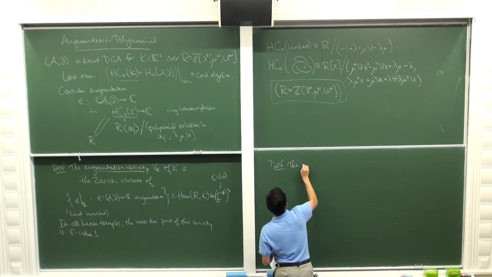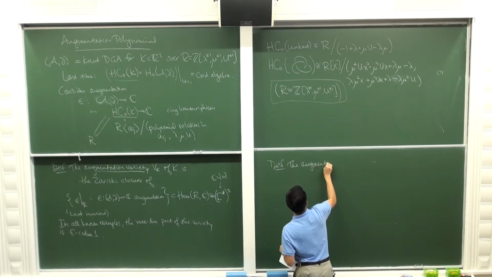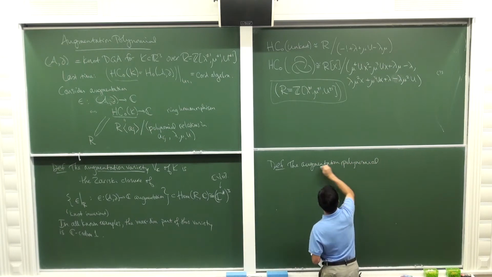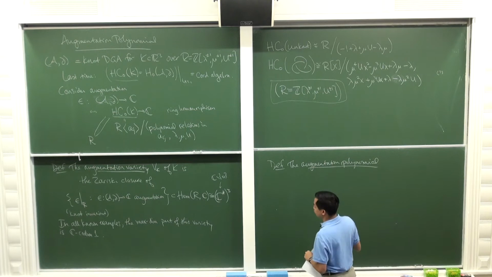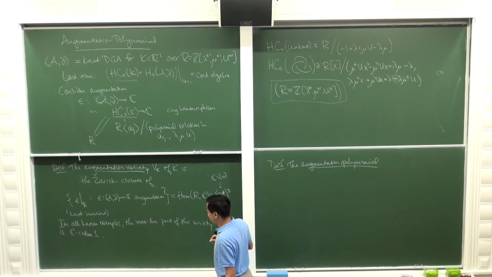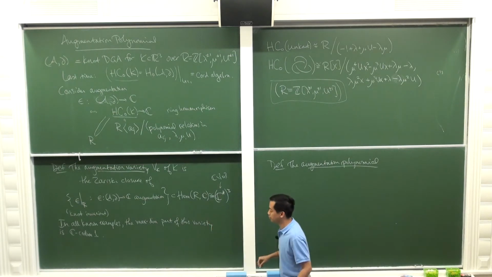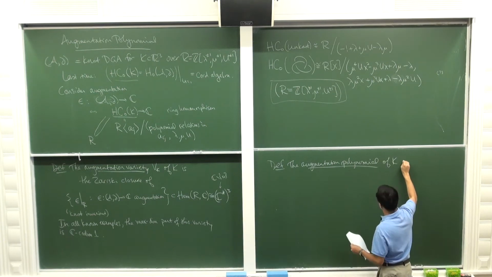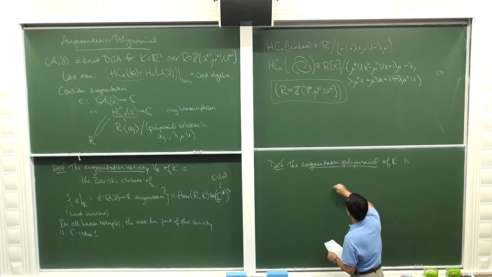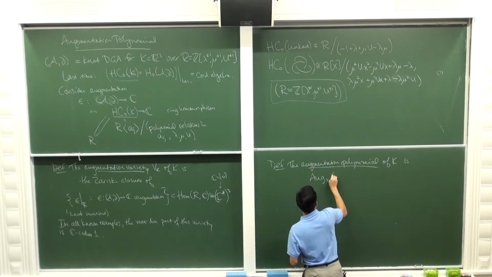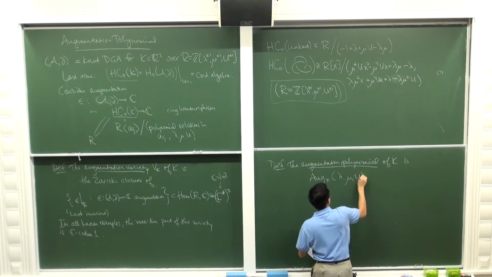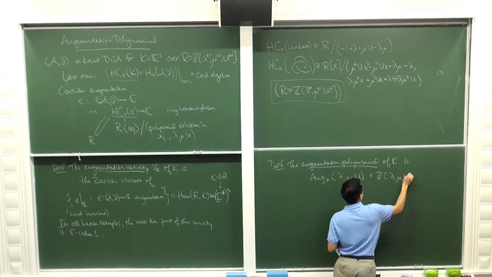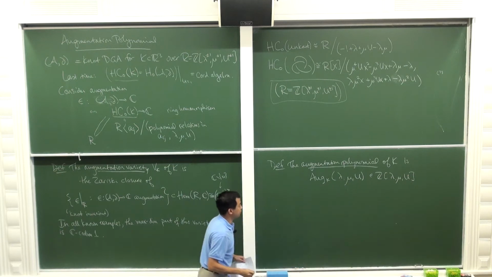Definition. In this case, the augmentation polynomial. So this definition actually requires an assumption, which is that this is actually true or not. The augmentation polynomial of K, I'll write it as Aug_K(lambda, mu, u), and this is a polynomial. You can normalize it so it's actually an honest polynomial of lambda, mu, and u.